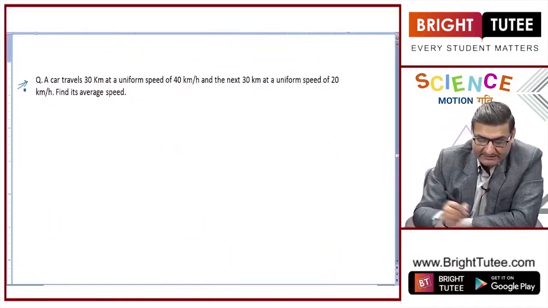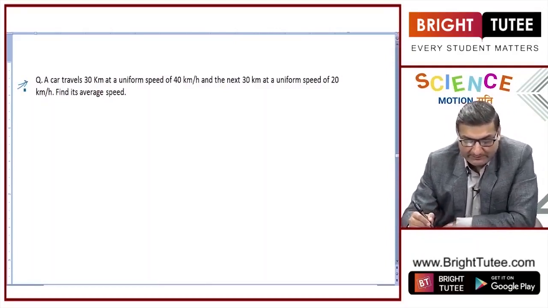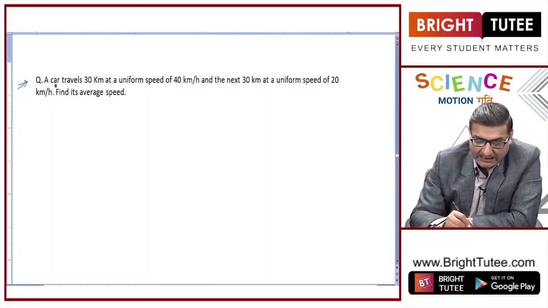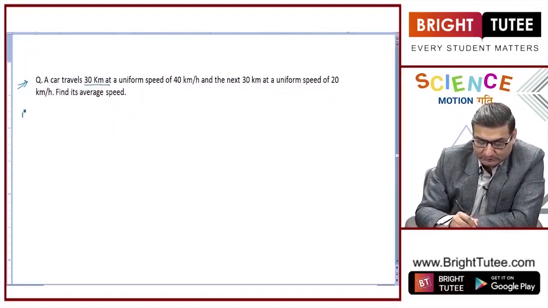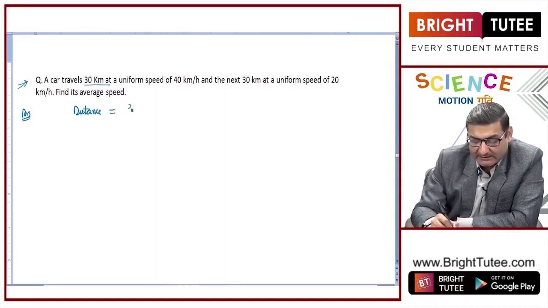Okay, in this question what is given to me is, try to relate, a car travels 30 kilometers. So what exactly is given to me is the distance travelled by the car is 30 kilometers.